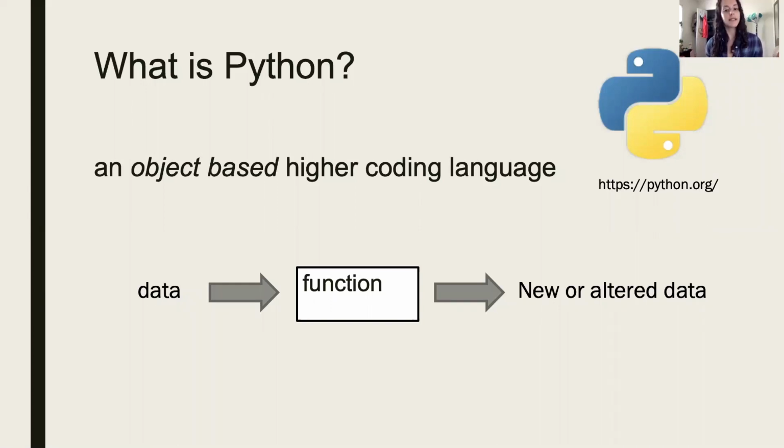Python is also considered a higher coding language, meaning that it's structured to sound more like human language rather than computer binary like ones and zeros.